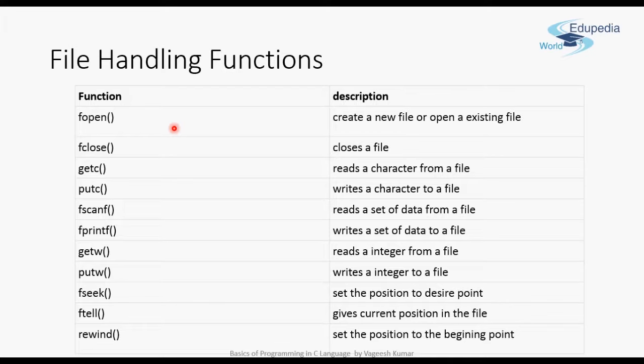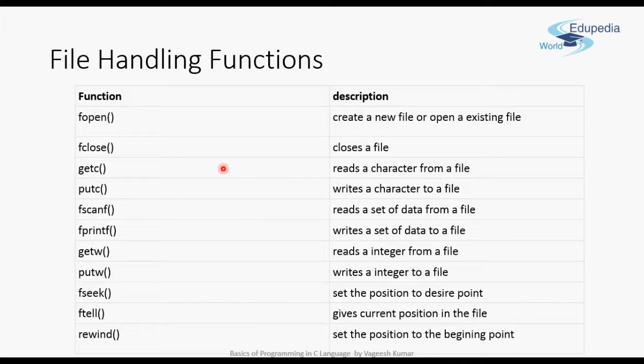So there are a few functions that are given to us in stdio.h which are used to handle files. The first is the function to open the file, fopen. What it will do is create a new file or open an existing file as per the specified mode and specified file name. fclose is a function that closes a file.